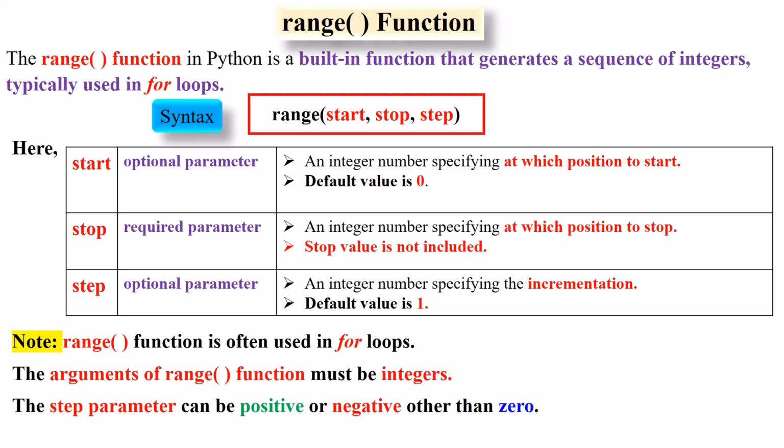Default value is 1. Here, you have to note that range function is often used in for loops. The arguments of range function must be integers. The step parameter can be positive or negative other than 0.